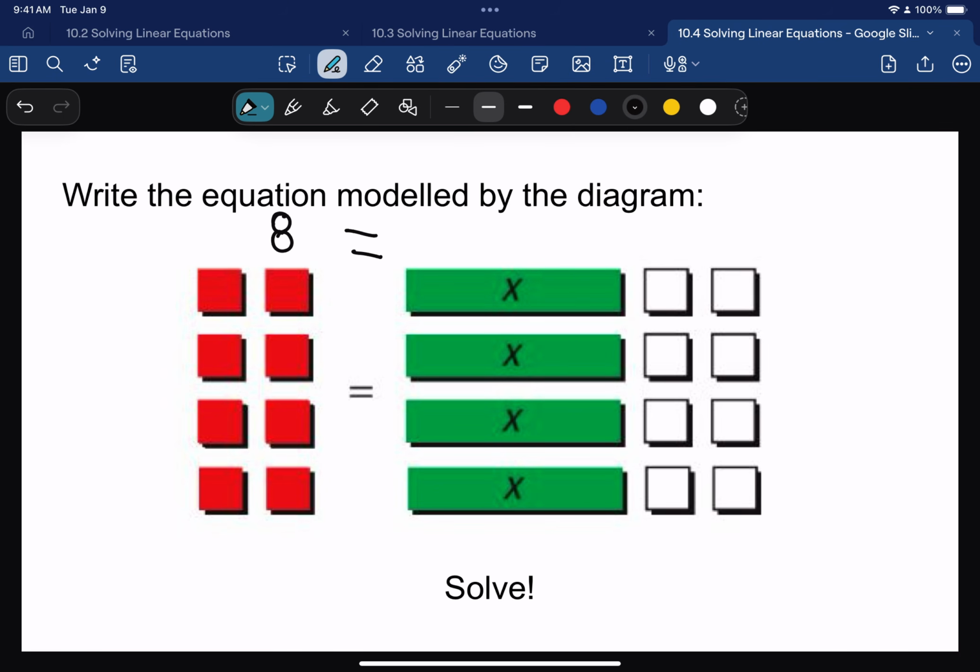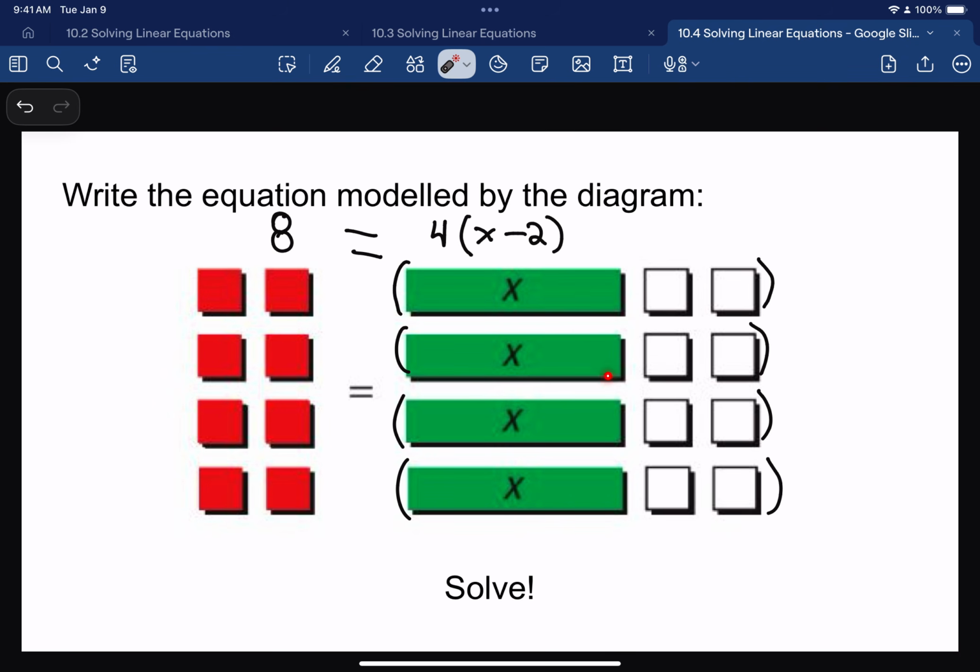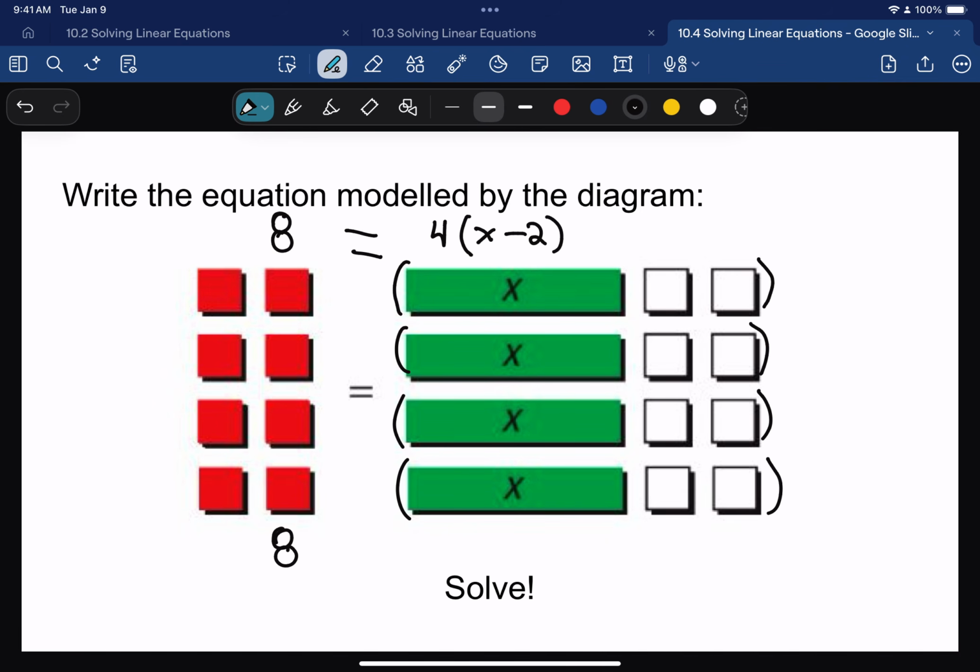I'm going to first write it in the new way of breaking it down into similar sections. So let's break this out. We have 4 different sections, and it is going to be x minus 2. Can we see that? So we have 4 bracket x minus 2. That is what this side is showing. This side would also be showing the way that we learned before: 8 equals 1, 2, 3, 4, 4x minus 8. So it's showing us both of these models.